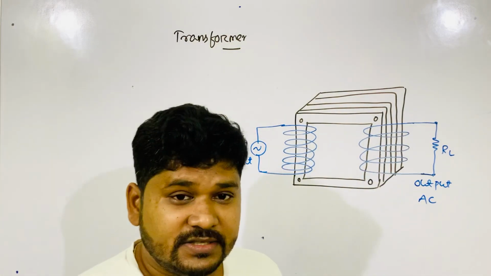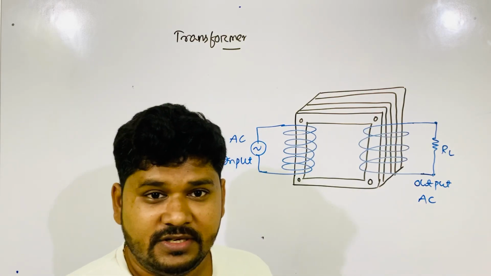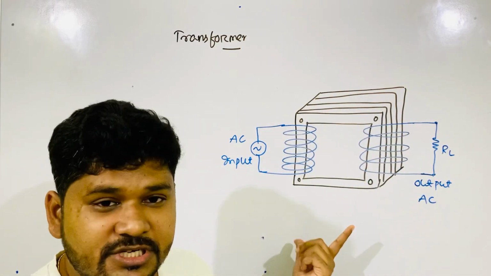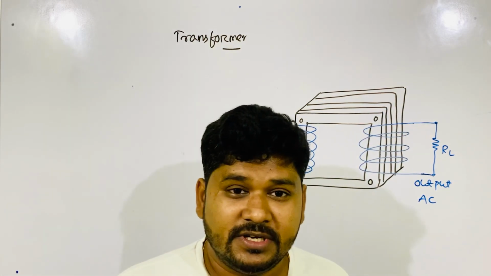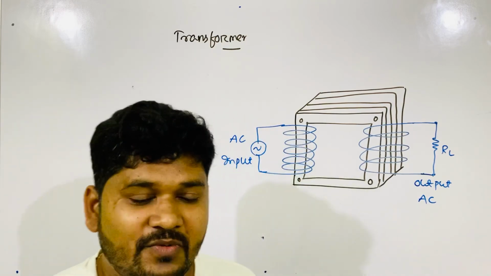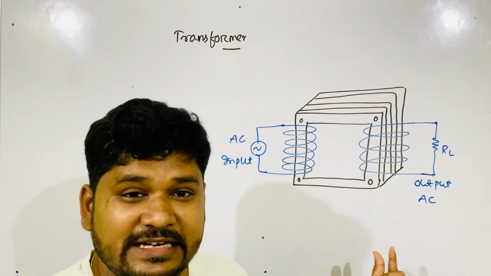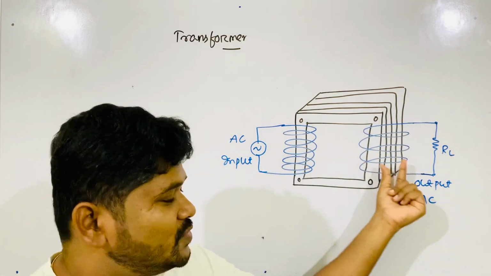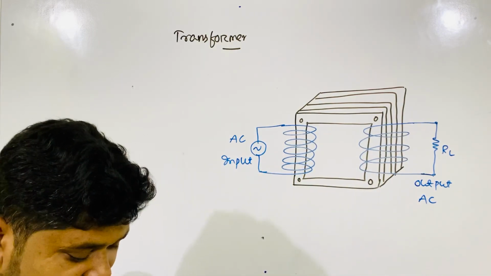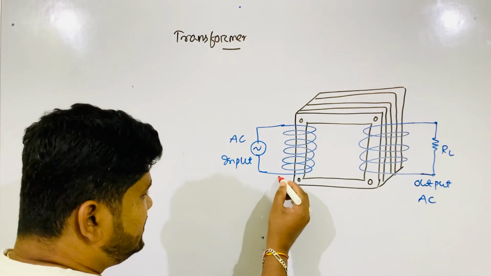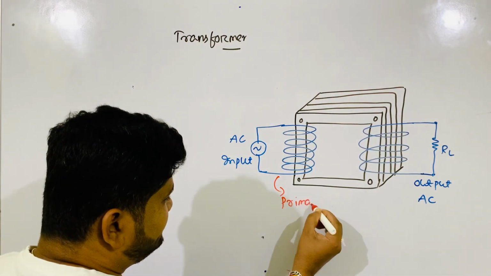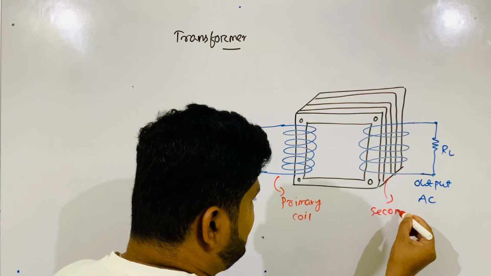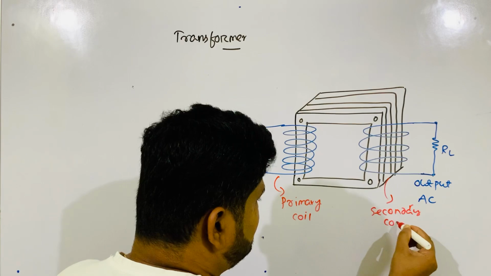What are the coils made up of? Copper, it's a good conductor. Obviously, coils are made up of copper. So this much is the construction of the transformer. Easy construction: you only take a soft iron laminated core and wind the coils on the two arms. This one is called the primary coil, and this one is called the secondary coil.